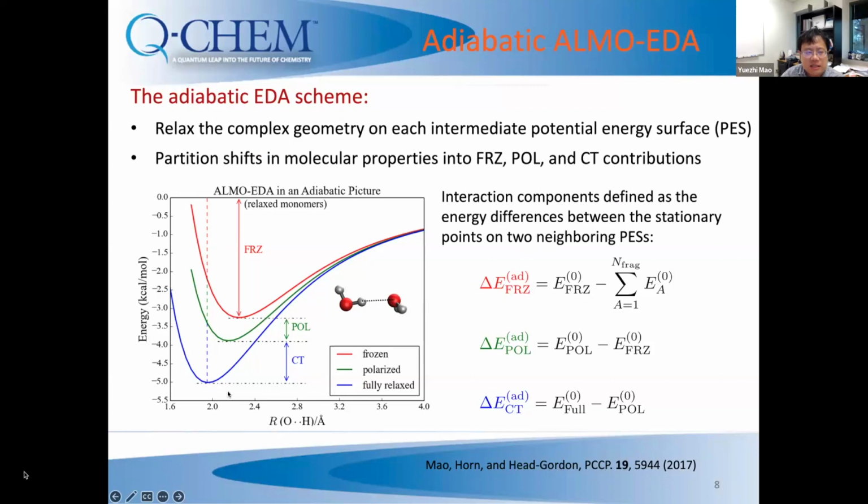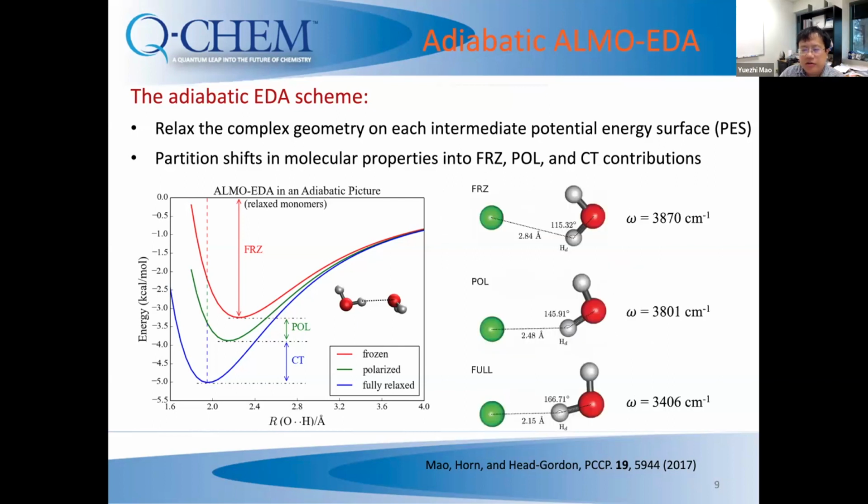But more importantly, this adiabatic EDA method allows you to further decompose the shifts in molecular properties, for example, a change in a bond length or the change in a vibrational frequency, into contributions from frozen, polarization, and charge transfer. So here is a prototypical example showing the water chloride complex, and what you can see here is basically the near linear hydrogen bond angle, as well as the significant red shift in this OH vibrational stretch. The red shift mostly comes from the charge transfer, because you don't really see this large red shift before you turn on charge transfer in your calculation.